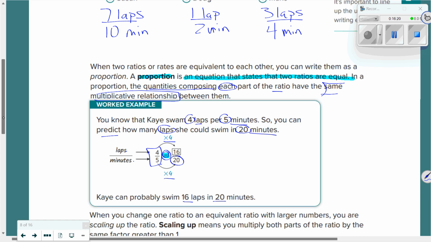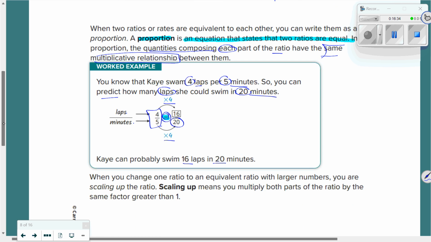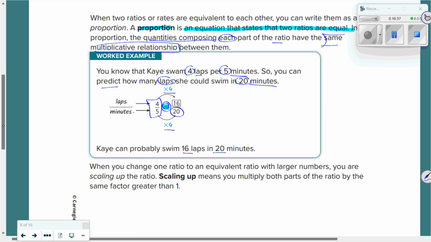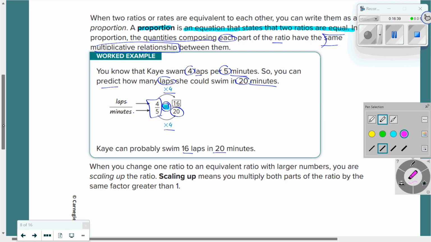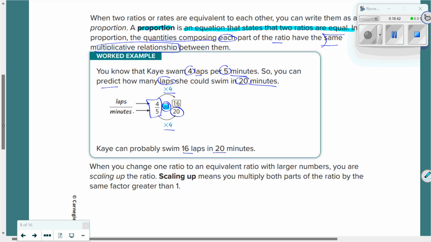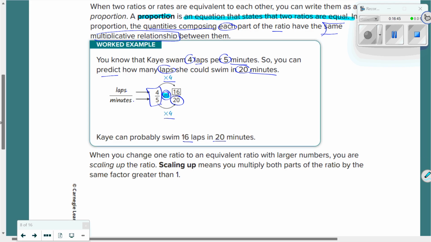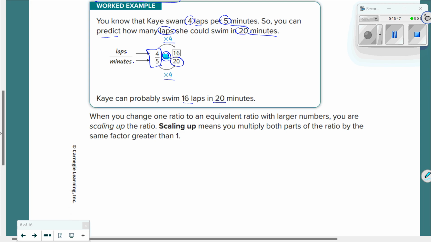So two key concepts here. Number 1, the concept of proportion. That equal sign tells me I can do things between those numbers. Second is that multiplicative relationship understanding. Whatever I do on one side to get to the other, I have to do on the other side as well. There's a couple additional terms we're going to throw in here that work along with this proportional idea. Your first one is called scaling up. If I change one ratio to an equivalent ratio with larger numbers, that means I am scaling up the ratio. Scaling up means that I'm multiplying both parts by the same factor greater than 1.